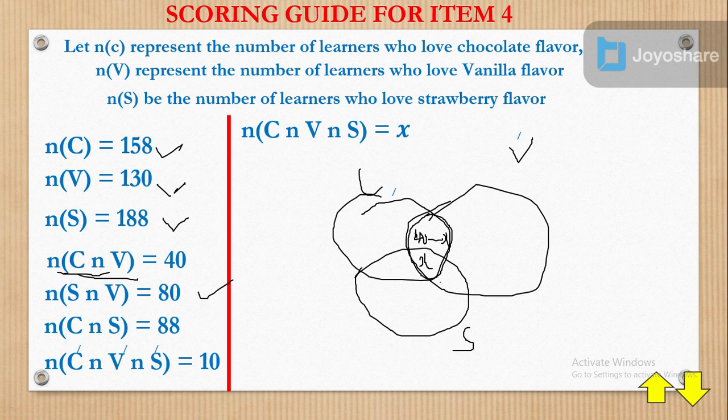This one also doesn't have "only". S intersection V is here, so you say 80 minus X. Here it was 88, so 88 minus X. That's the first thing we are going to do. Let's go there.